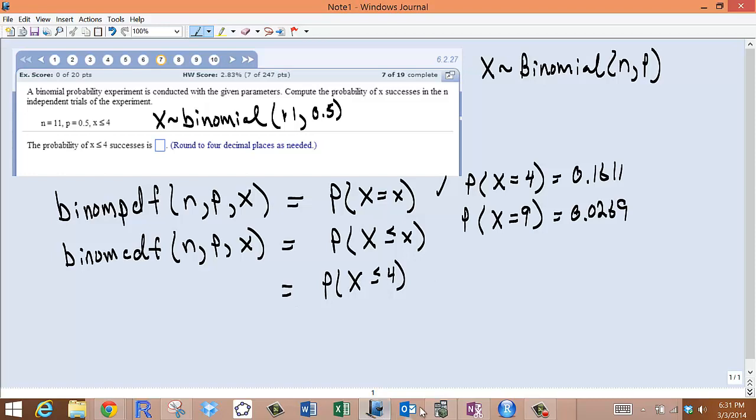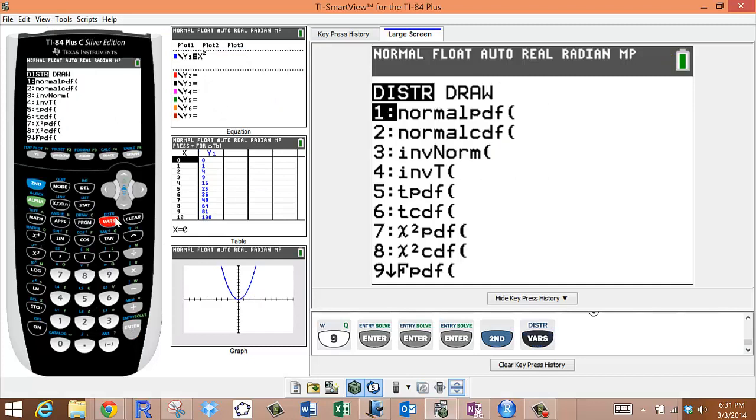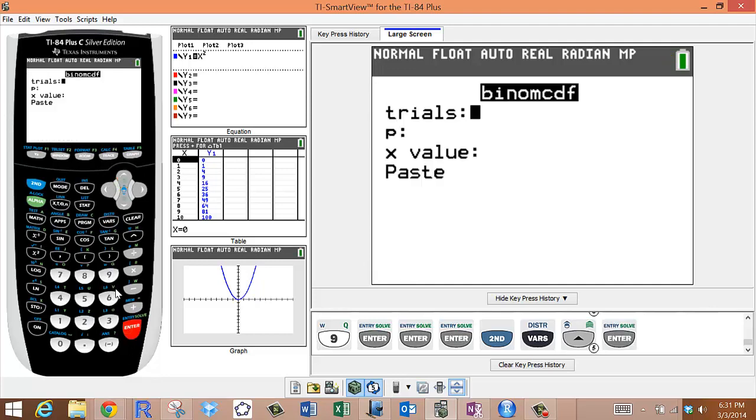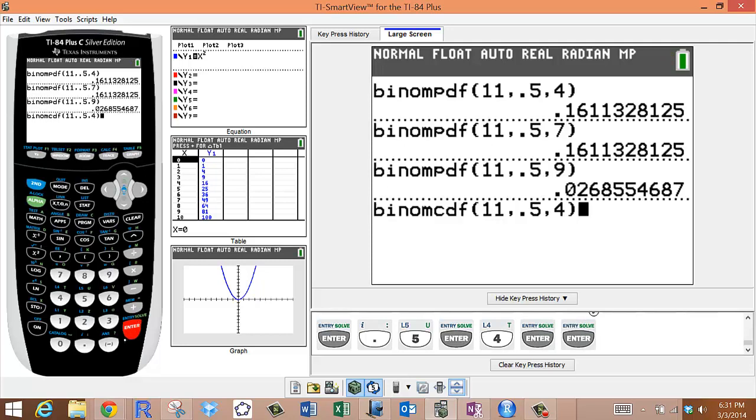Okay, so let's go back over here, and this time we're going to do the CDF. Okay, number of trials is 11. Probability of success is 0.5. And the x value is 4. Paste. And enter. Okay, so we get 0.2744.